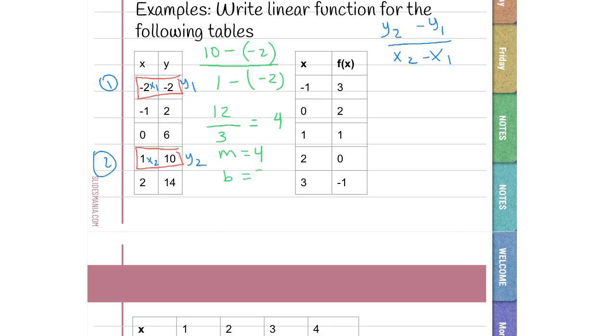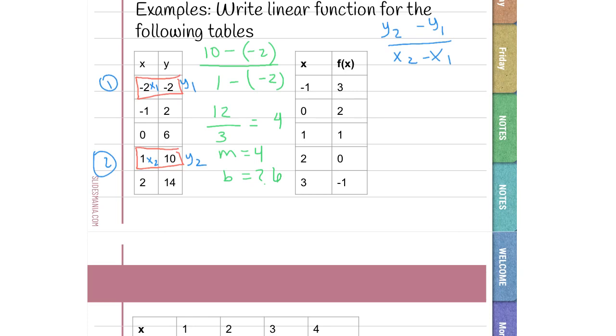Now we need to find what b is. Our b is our y-intercept, okay? Remember, we said that the y-intercept is whenever the x is equal to 0. So where is it equal to 0? Right here. Well, it's going to be right here, right? 0, 6. That means that our y-intercept is equal to 6.